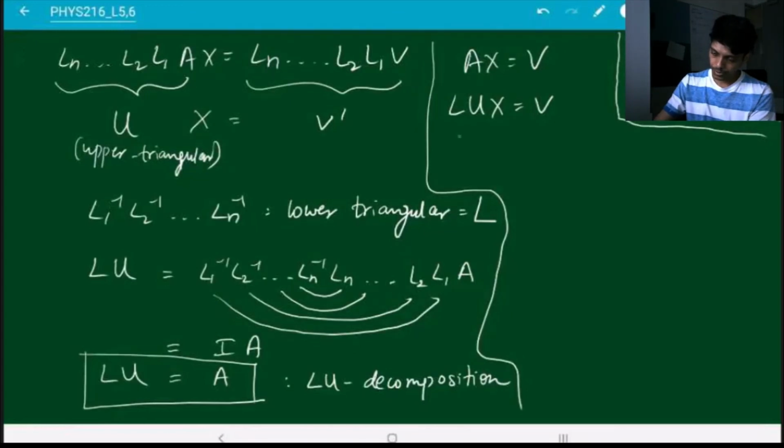So if I call this, I have already used V prime and everything, let's call this P. So this is basically the matrix equation LP equal to V. I know what my L is. I know what my V is. I can do back substitution and find P.